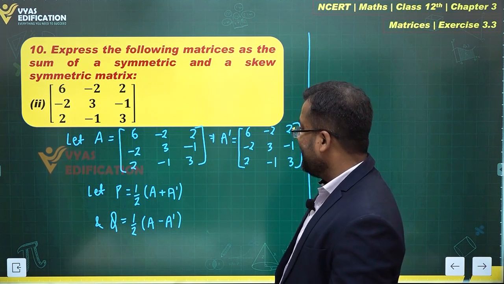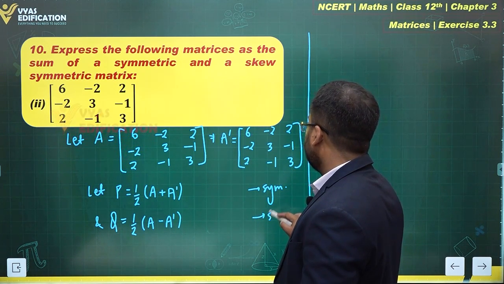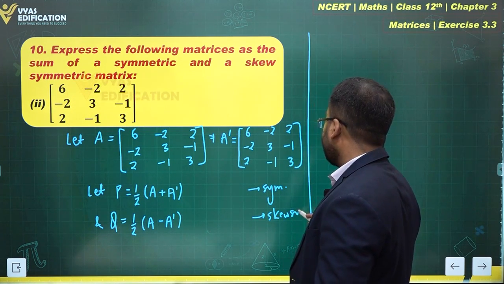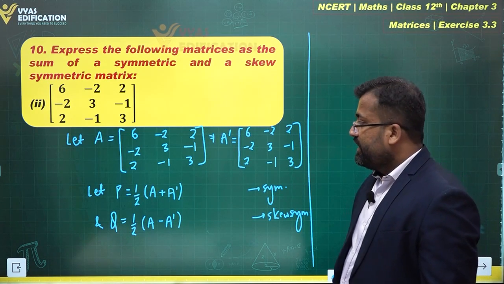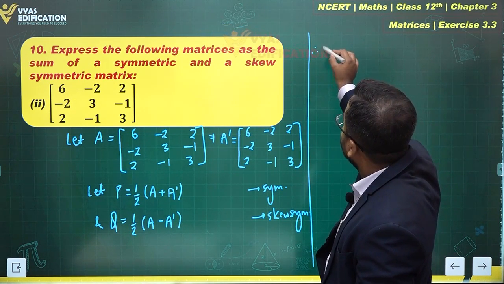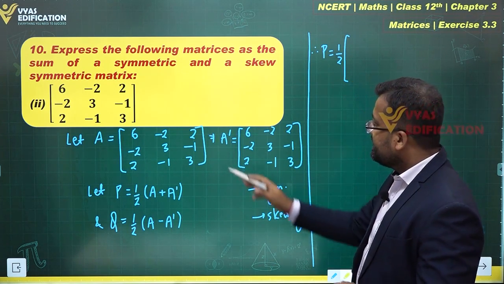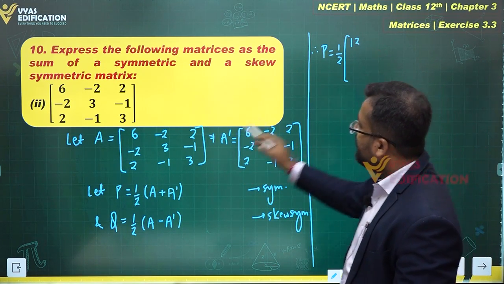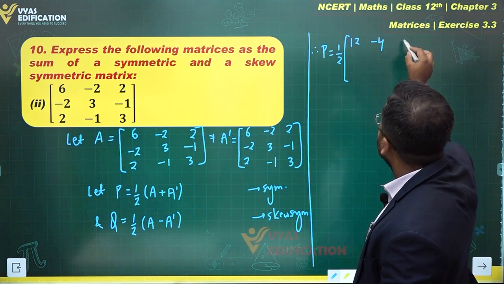These are symmetric and skew symmetric matrices. This is symmetric and this is skew symmetric matrix. P and Q are symmetric and skew symmetric matrices. Therefore, P equals half of the sum of these two. What do you get? 6 plus 6 is 12. Minus 2, the sum is minus 4. 2 and 2, the sum is 4.